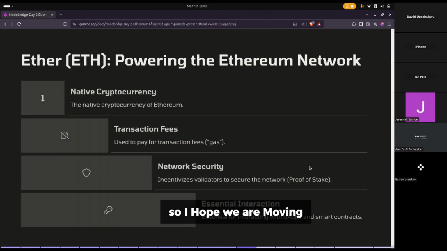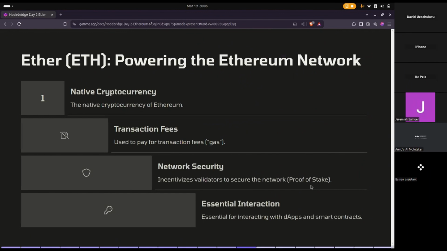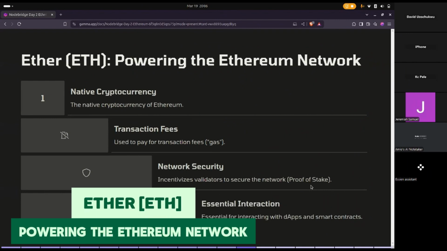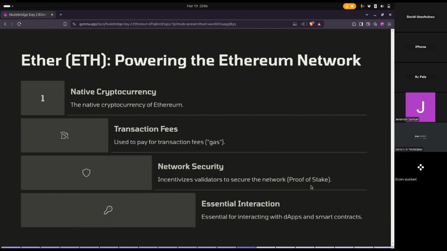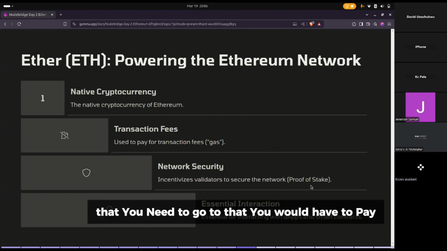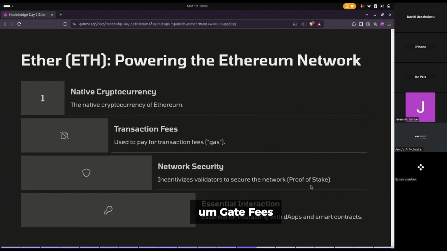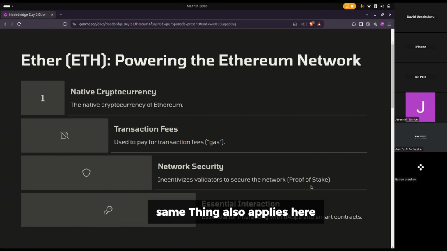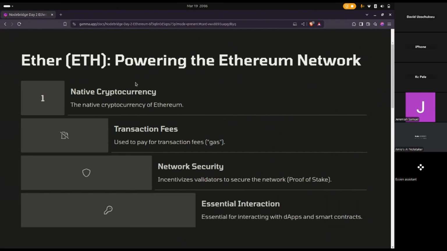So I hope we are moving. So yeah, with all this, we now have what? Ether. Why do we have this? For you to be able to do that, there are certain places that you need to go to where you would have to pay gate fees, right? Sometimes there are events that are paid. You have to pay before you enter. Same thing also applies here. You get to pay a little gas fee, which is called Ether.